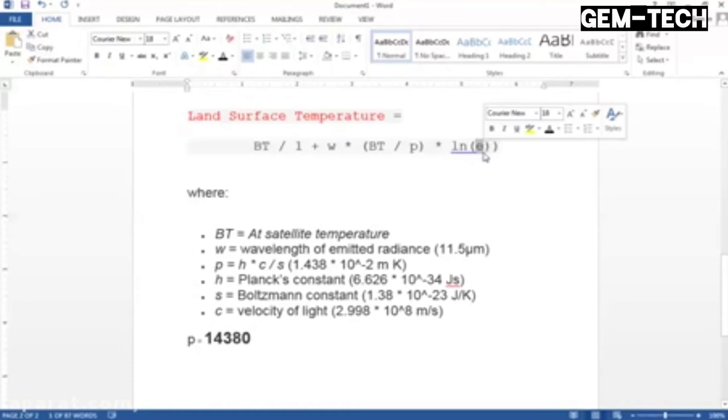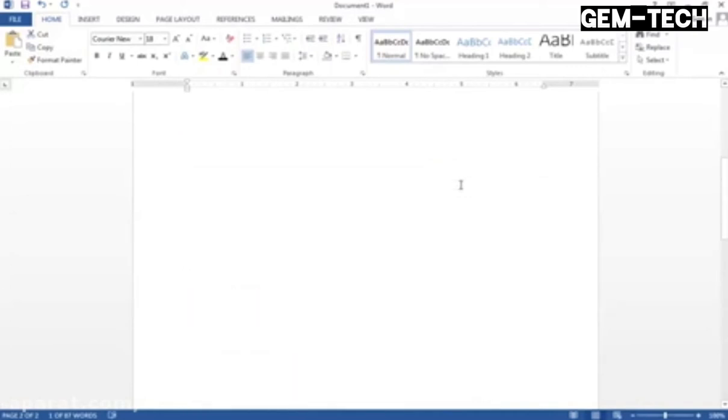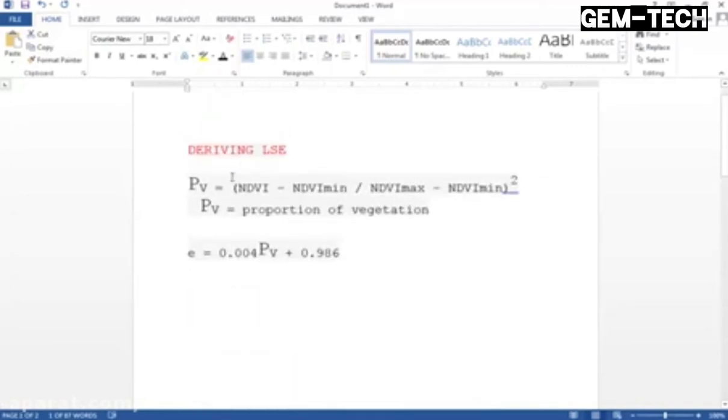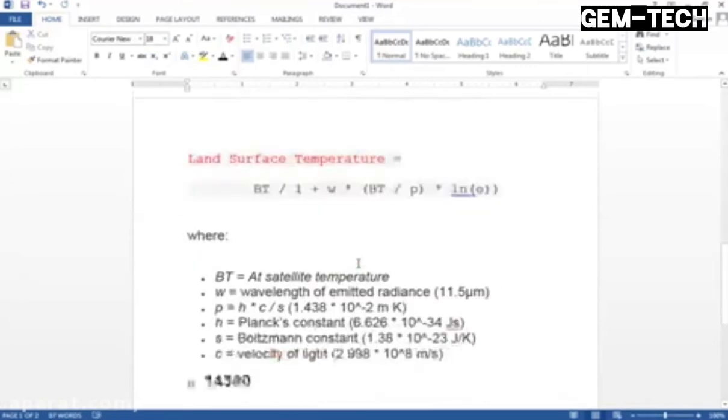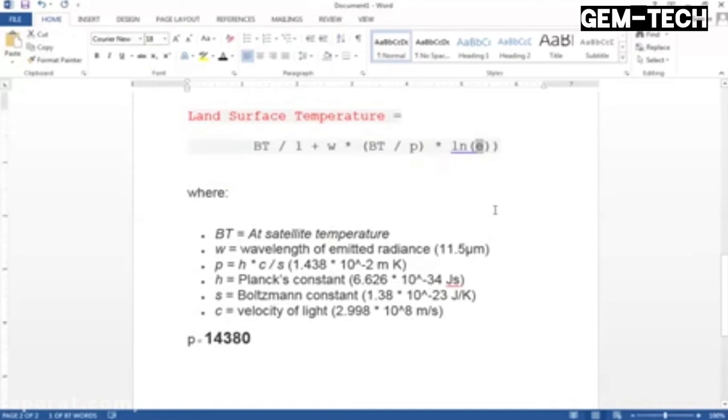E here is the emissivity, the land surface emissivity. People calculate this using the land cover classification or NDVI, and I'm using the NDVI. This is the formula to calculate the land surface emissivity: the square of NDVI minus NDVI mean, divided by NDVI max minus NDVI mean, which gives me the proportion of vegetation. I'm going to put that into this formula, which finally gives me the land surface emissivity, which is then required for this unit here to calculate the land surface temperature.